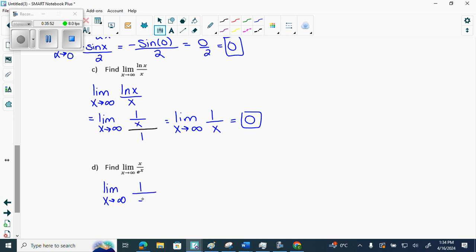So I get 1 over e to the x. What happens when I plug a really large number in here? That's just going to get really large faster, correct? It's exponential growth, is it not? So when I have 1 over a really large number, what does that result in? Zero. Same thing as we just had, right? So this is going to equal 0.